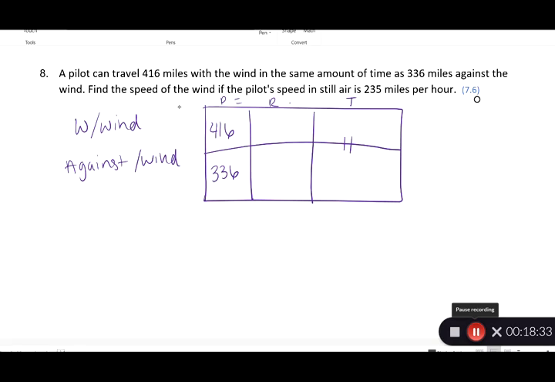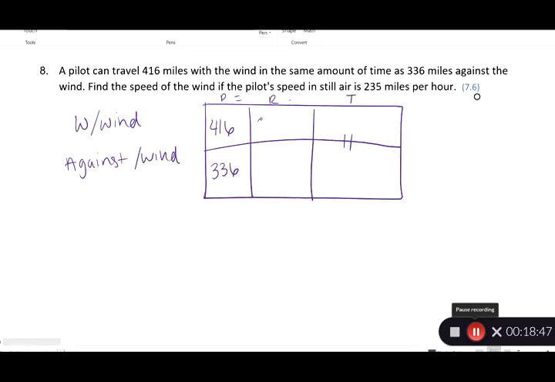Then it says, find the speed of the wind if the pilot's speed in still air is 235 miles per hour. So again, I'm either getting boosted by the wind or I'm working against the wind. So I want my speed 235 plus the wind or 235 minus the wind. The wind is either pushing me faster or slowing me down. It's not the wind plus my speed. That would imply that I am making the wind go faster, or I am slowing the wind down, and that's not logical.